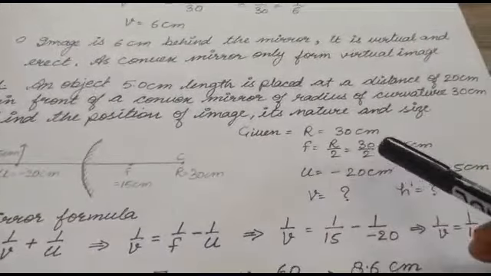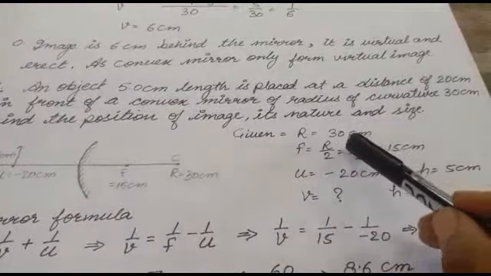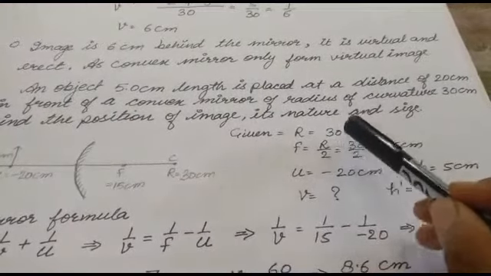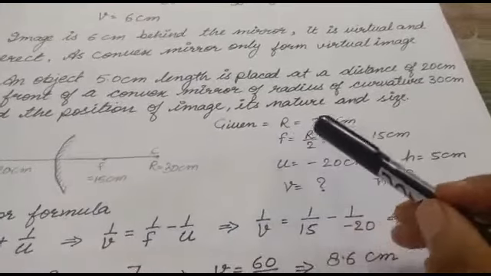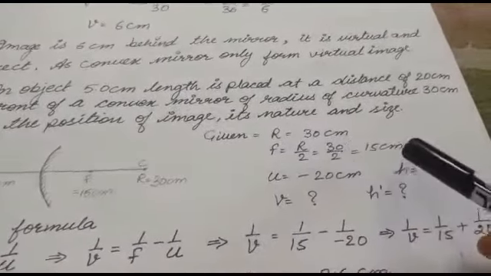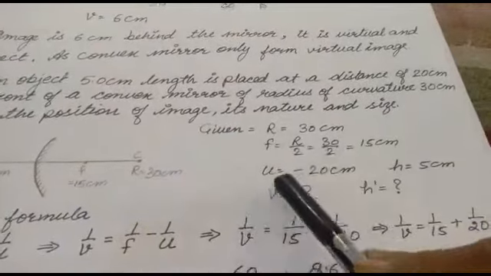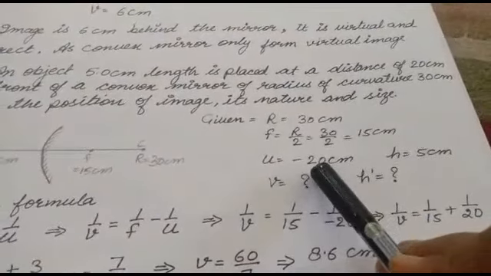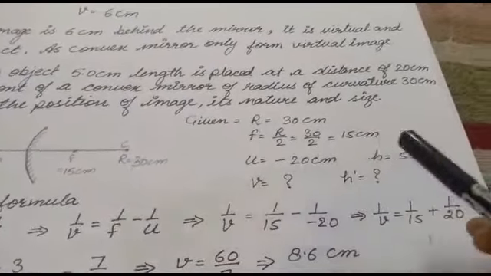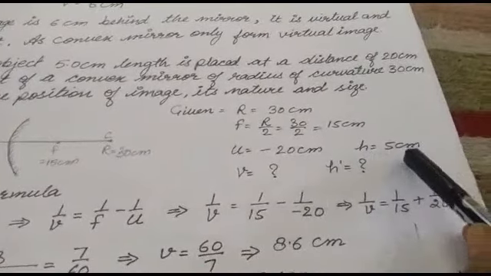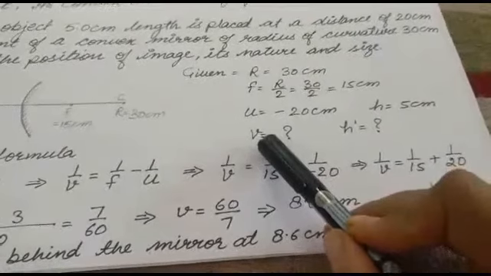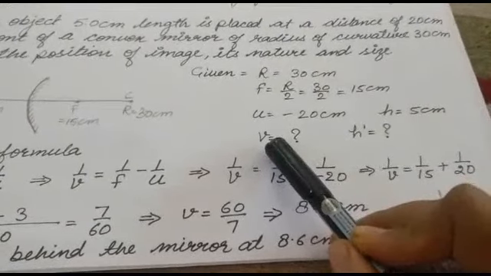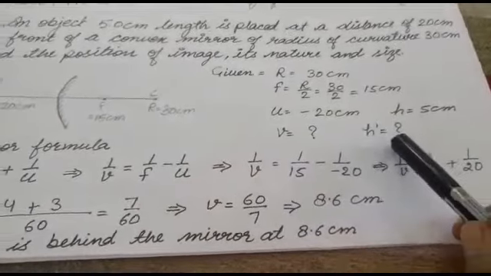So let us see what is given in the question. Radius of curvature is given, 30 centimeter. It is a positive value because it lies to the right side. The focal length equals R by 2, that is 15 centimeter. The distance of the object is in front of the mirror, that is minus 20 centimeter, and the height of the object is 5 centimeter. What we have to find is the distance of the image, that is small v, and the height of the image.